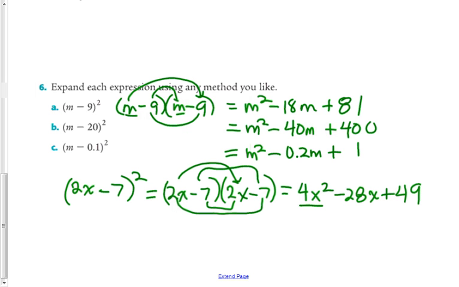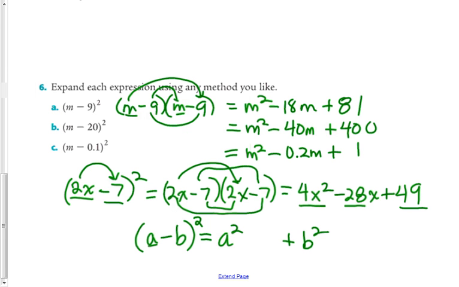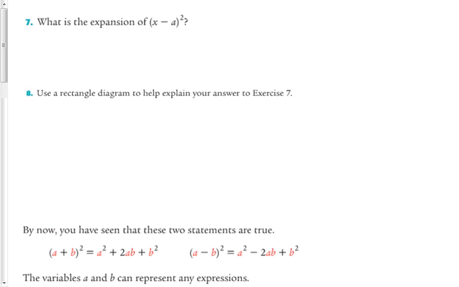So we can see that this number is this number squared. This 49 is the negative 7 squared, and the 28 is 2x times 7, which is 14. 2x times negative 7 is negative 14, times 2 is negative 28. So the same pattern applies. It's just that instead of plus 2ab in the middle, we have minus. So the quantity a minus b squared is equal to a squared, and the last term is going to be b squared, and the middle term is going to be minus twice a times b. All right? So let's try one of those.